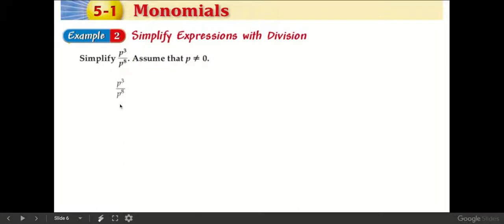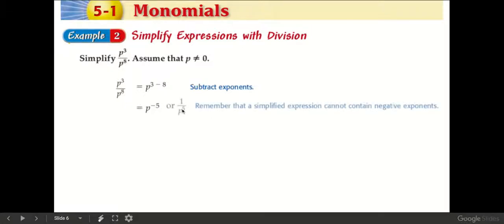So p to the 3rd over p to the 8th, I'm going to go ahead and subtract them, right? So it would be p to the 3 minus 8th power, which would give me p to the negative 5th power, because 3 minus 8 is negative 5. So remember though, when I have a negative exponent, that would actually be just simply written as 1 over p to the 5th, right? That negative exponent would move it into the denominator. It's the multiplicative inverse. Okay, so remember, when you have negative exponents, just move them down to the bottom, or if they're in the denominator, you move them to the numerator, move them to the top.